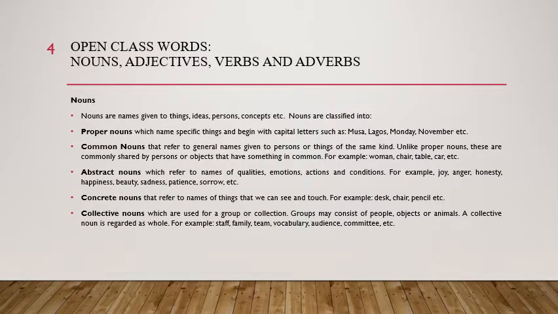Now, the open class words, which we have said are nouns, adjectives, verbs, and adverbs. Nouns, we all know, is a part of speech that names things, ideas, persons, or concepts. Nouns themselves are further classified into proper nouns, common nouns, abstract nouns, concrete nouns, and collective nouns.